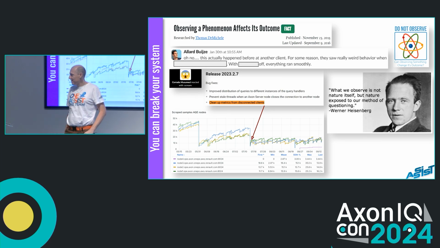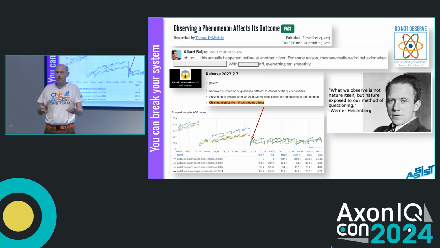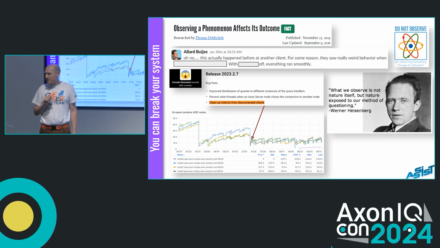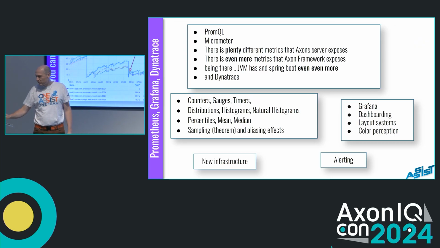Also, think about that the amount of data that you are reading can be pretty big. Until release 23.2.7, it was a big issue, because there was a problem with cleanup of metrics from disconnected clients. So if you had lots of clients that had been reconnected, you were gathering lots of data that were of no big use, no big harm, no big use.